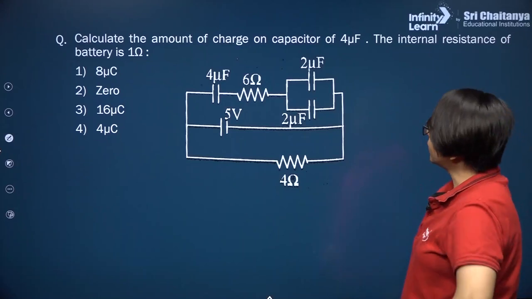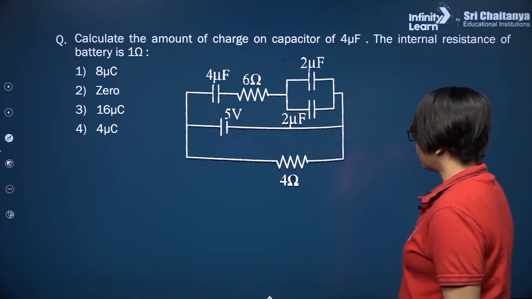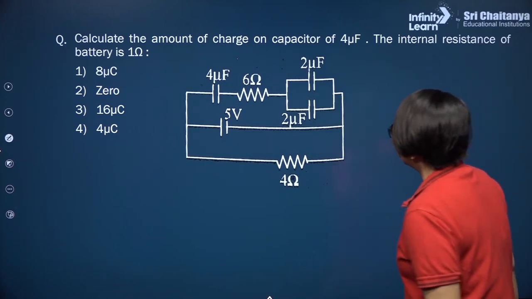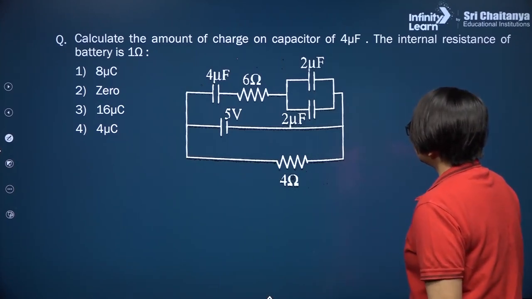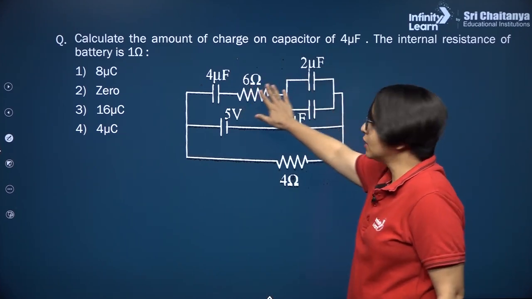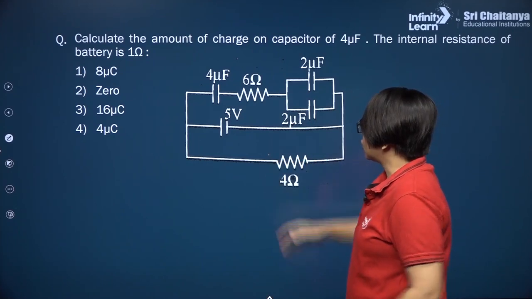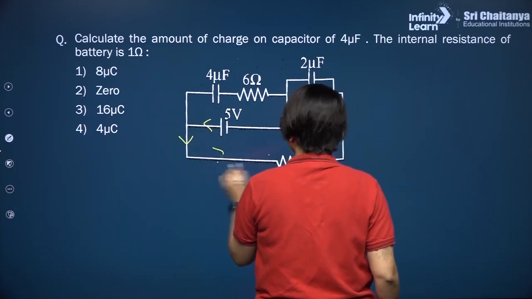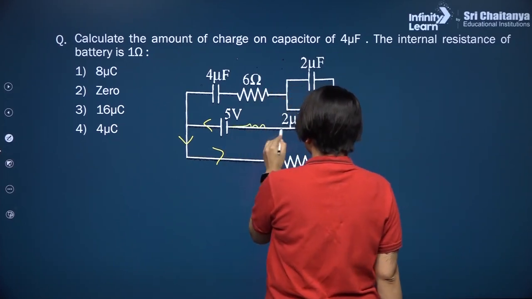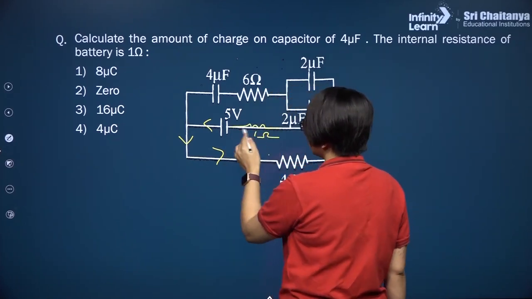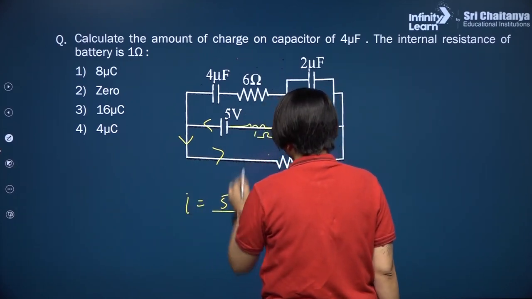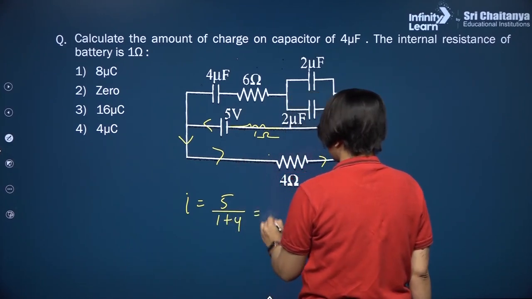Next is this one. Calculate the amount of charge on capacitor of 4 microfarad. The internal resistance of the battery is 1 ohm. Over here we are providing DC, right? So this capacitor will block the DC. So current will flow in this branch only, like this. Okay? So effective resistance will be what? 4 ohm and 1 ohm of internal resistance of the battery. So I will be phi divided by 1 plus 4, that is 1 ampere.